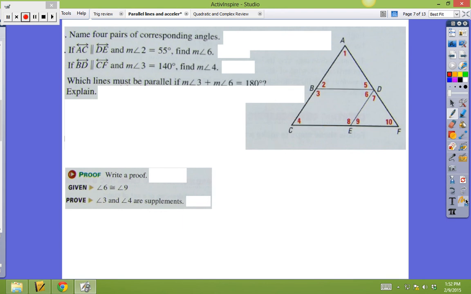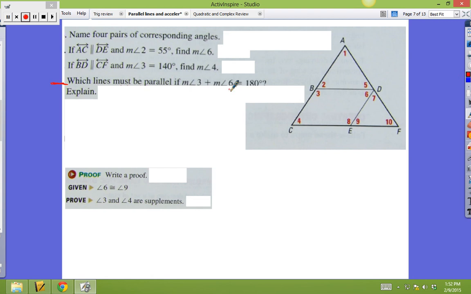And then this last question, which lines are parallel if 3 and 6 are supplementary? So 3 and 6, these 2 right here, we want to make these consecutive interior. So let's do, is it the same 2 lines? If you do that and this is your transversal, then 3 and 6 will be consecutive interior. So that means line DE and line AC.